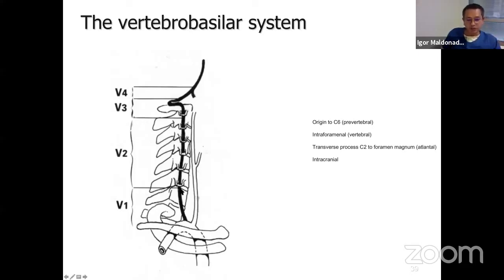transverse process, which is usually the transverse process of C6. Then you have this vertebral interforaminal segment, which is quite vertical. And then when the artery leaves the transverse process of C2 to get into the foramen, this is the atlantal portion, so V3. And then you have many times a small constriction here, and you know that the artery is getting inside the dura, and you have the V4 segment, which is the intradural one.